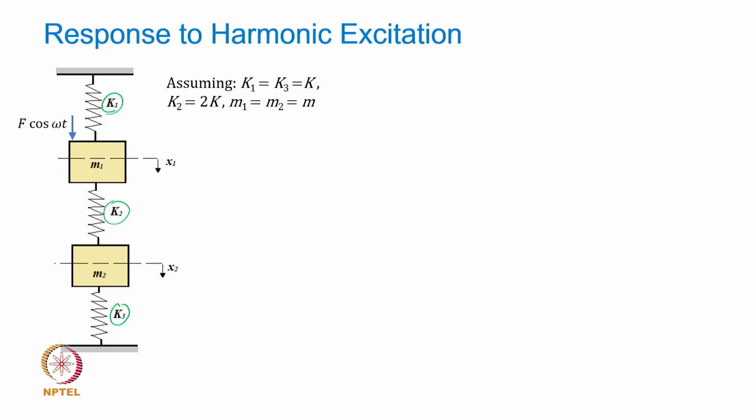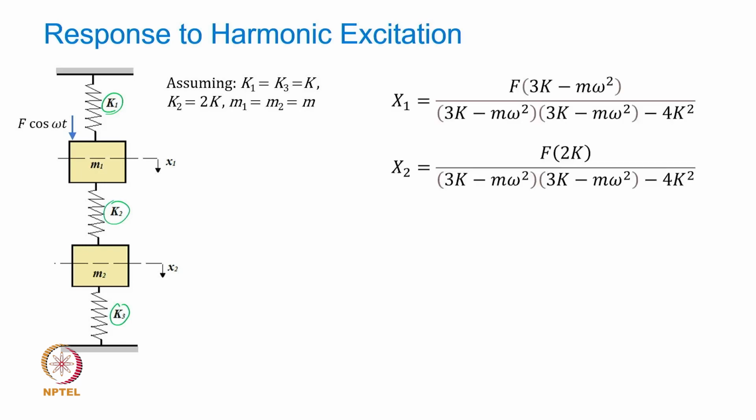So there is no reason why these particular values are chosen. You can choose any values, you will get a similar response feature, but it becomes easier for us to discuss that. So we use these, and then if you substitute in the previous expressions of x1 and x2 that we derived in the previous slide, you substitute k1, k2 and k3, you get this expression.